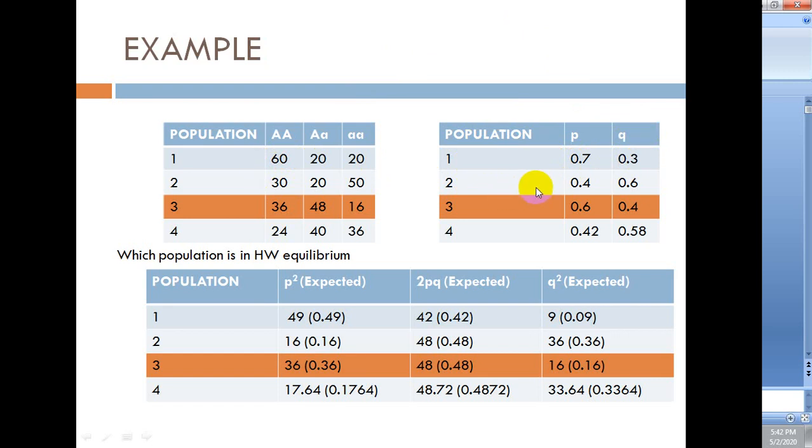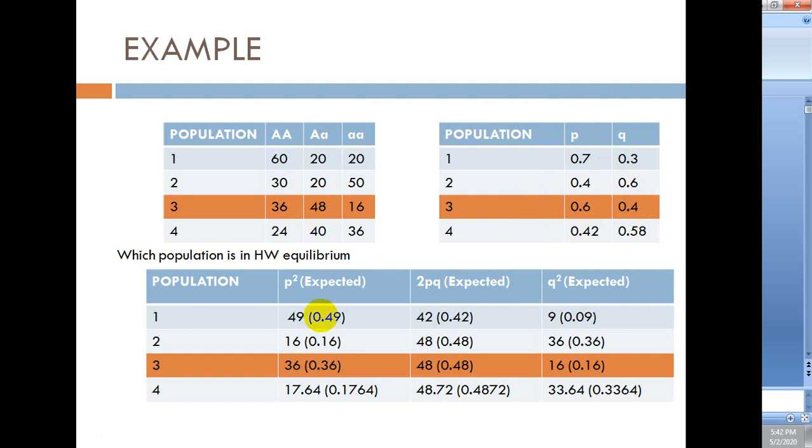In the second population this is 0.4 and 0.6. In the third population the frequency of the dominant allele is 0.6 and the frequency of the recessive allele is 0.4. And in the fourth population the frequency of the dominant allele is 0.42 and the frequency of the recessive allele is 0.58. Now, once we have calculated this p and q value, let us calculate the expected p square, q square and 2pq value.